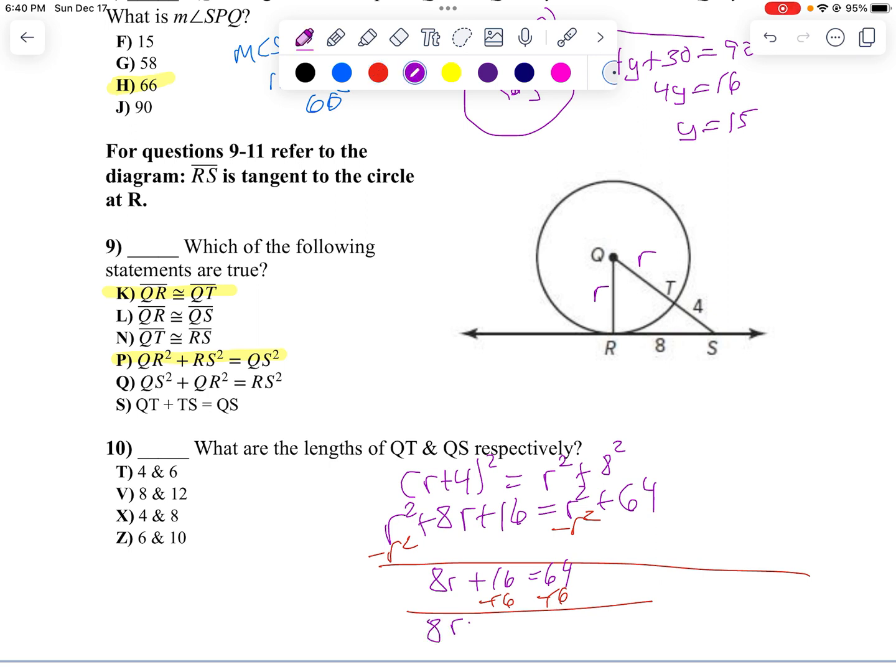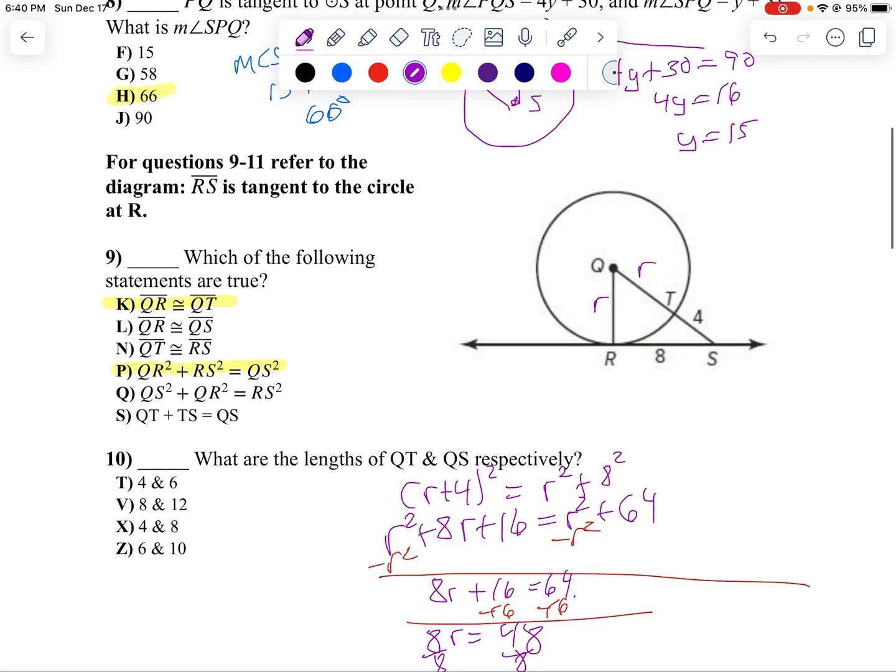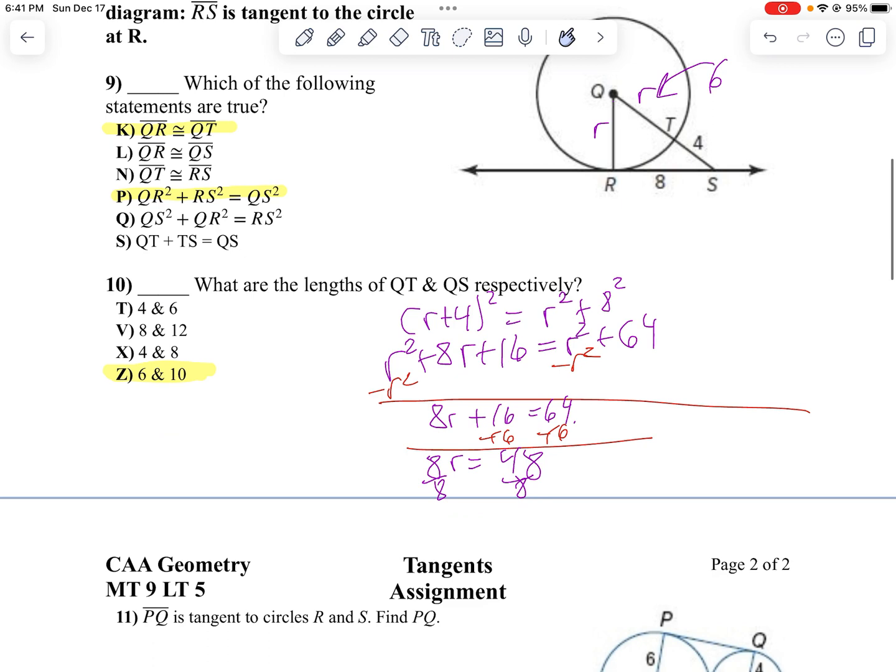8R equals, let me see, 64 minus 16 is 48. Divide by 8. R is 6. So QT is 6. QS is 10. Oh, so its choice is Z. I do believe that's it for all the problems on this page, but yep, that's it.